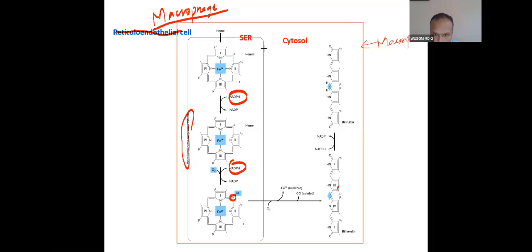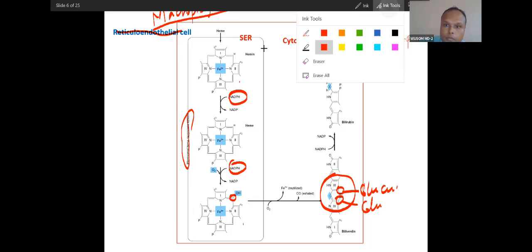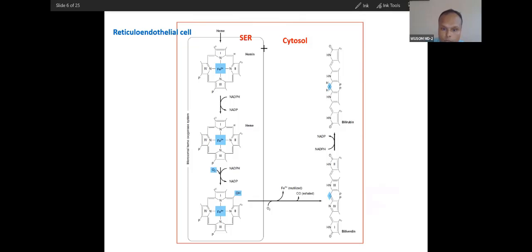You can notice here there are 2 propionic acids, on the 3rd and 4th rings, in the middle. At the propionic acid, glucuronic acid will bind. That is why I'm showing this. Here glucuronic acid will bind. So this is biliverdin.